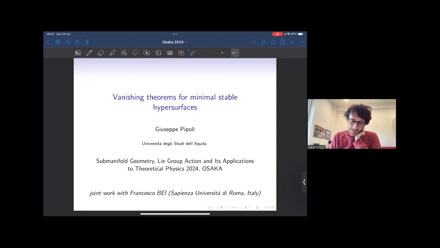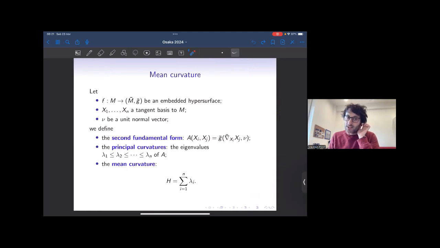The main argument is some property of minimal stable hypersurfaces in a Riemannian manifold. So I would like to start very briefly introducing some notation. We start from any Riemannian manifold, any hypersurface, and we denote by capital A the second fundamental form, defined as usual as the normal component of the Levi-Civita connection in the ambient space. It's very well known that this tensor capital A is symmetric, so it is diagonalizable, and the eigenvalues are called principal curvatures. The main object today is the sum of these principal curvatures, which is called mean curvature.